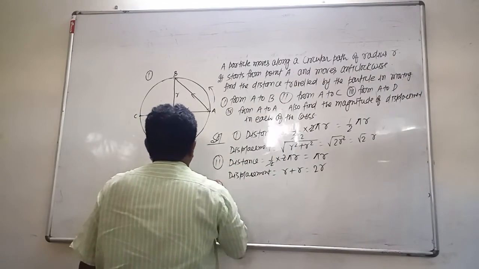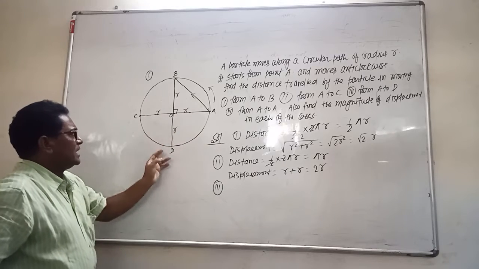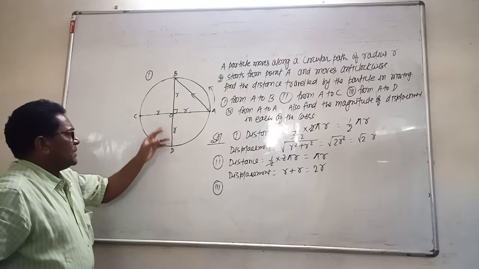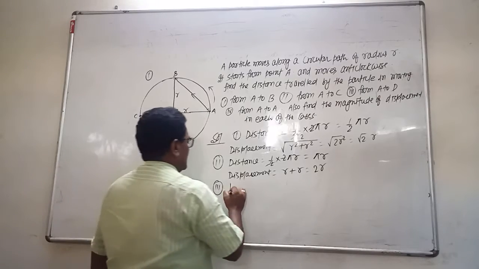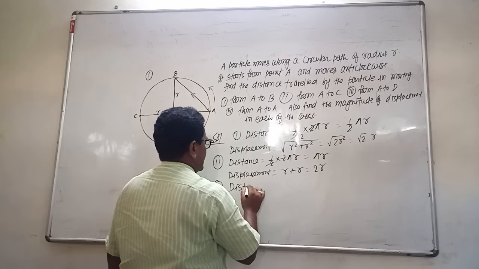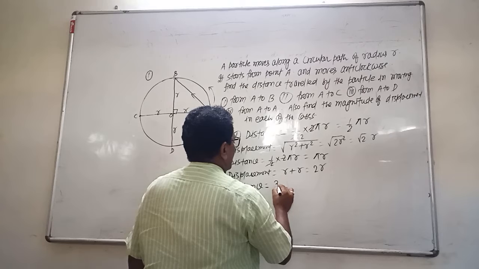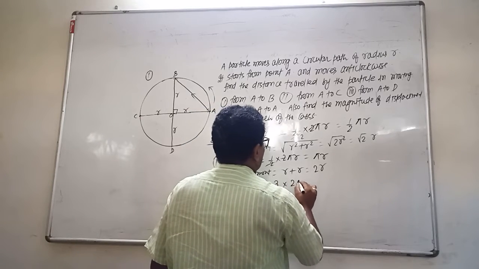Third case, when particle goes from A to D, it covers 1, 2 and 3, that is 3/4 part of the total circumference. In this case, distance equals 3/4 part, 3/4 into 2 pi r.